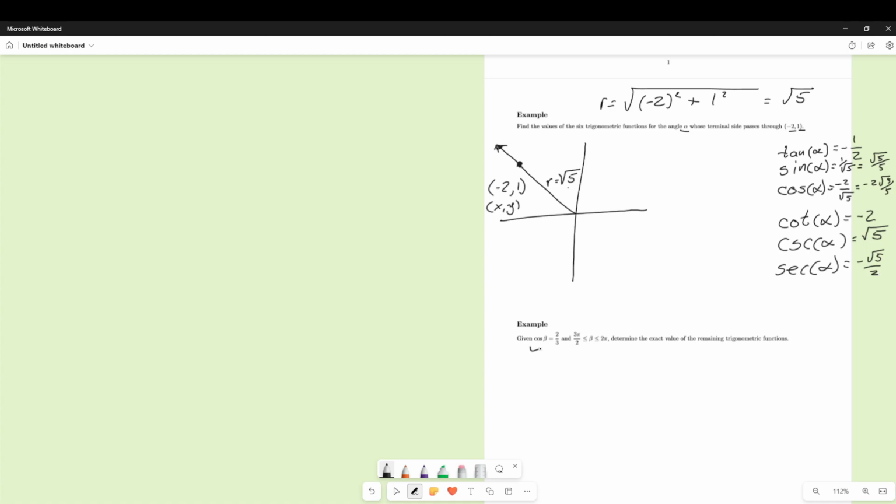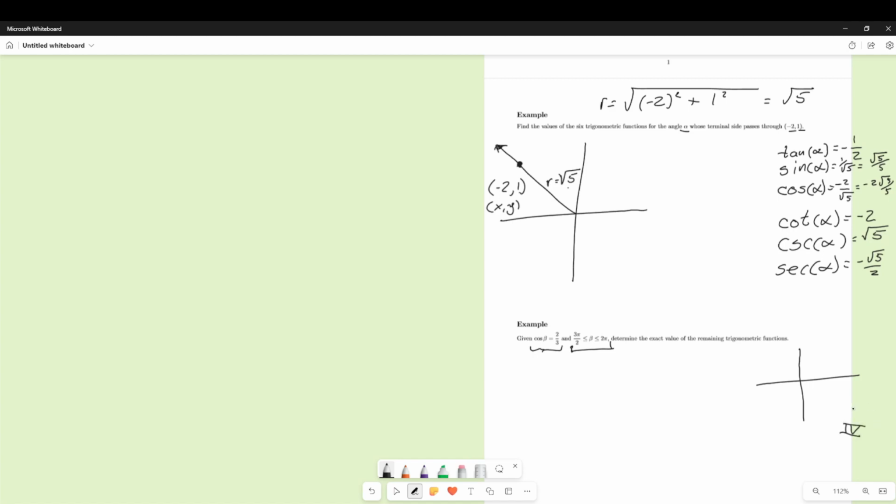So, down here, given that the cosine of beta is 2/3, and beta is between 3 pi over 2 and 2 pi. Well, we are told this so we know what quadrant we're in. Between 3 pi over 2 and 2 pi, that's in quadrant 4.